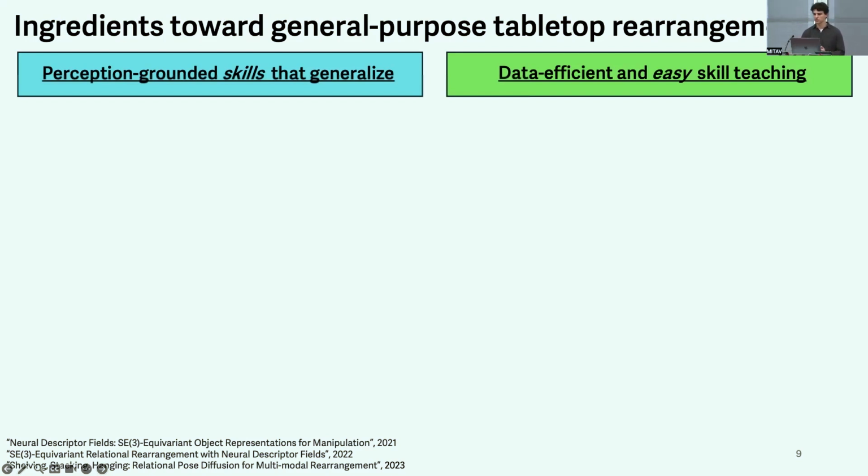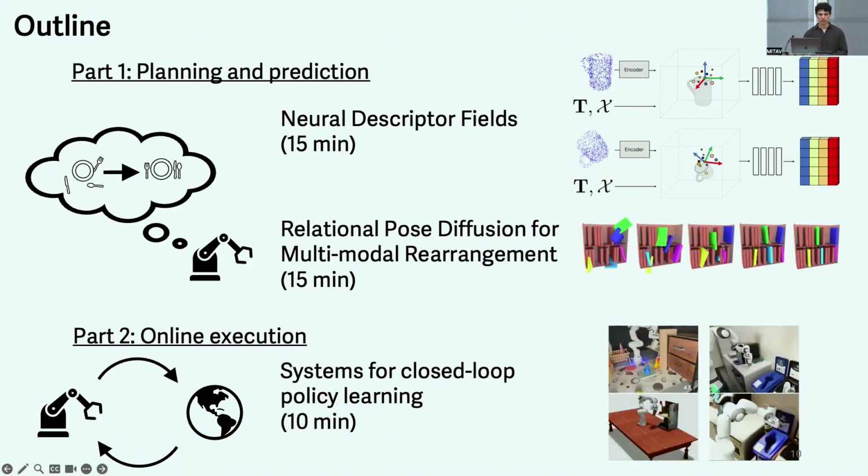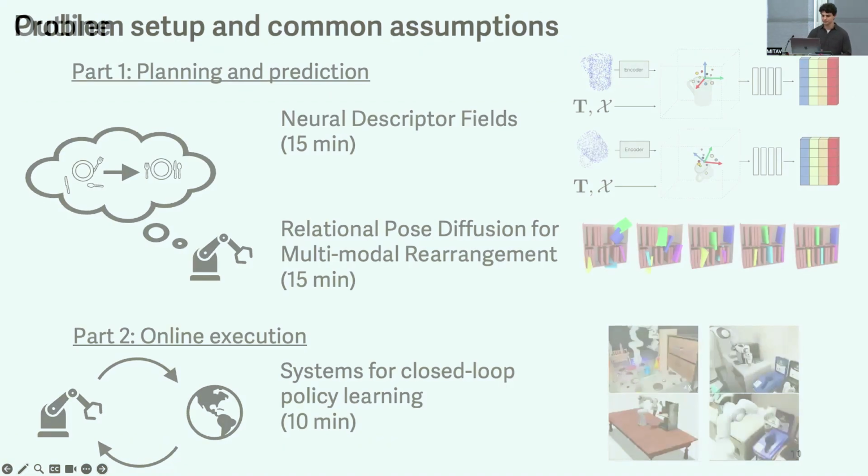Then in the second part, I'll finish with some more recent work focusing on how we can improve online execution ability by incorporating closed-loop control.